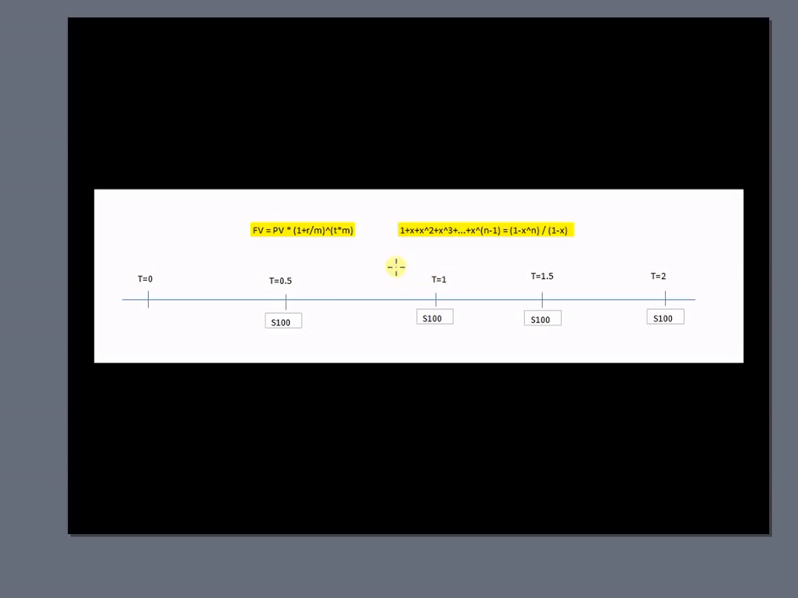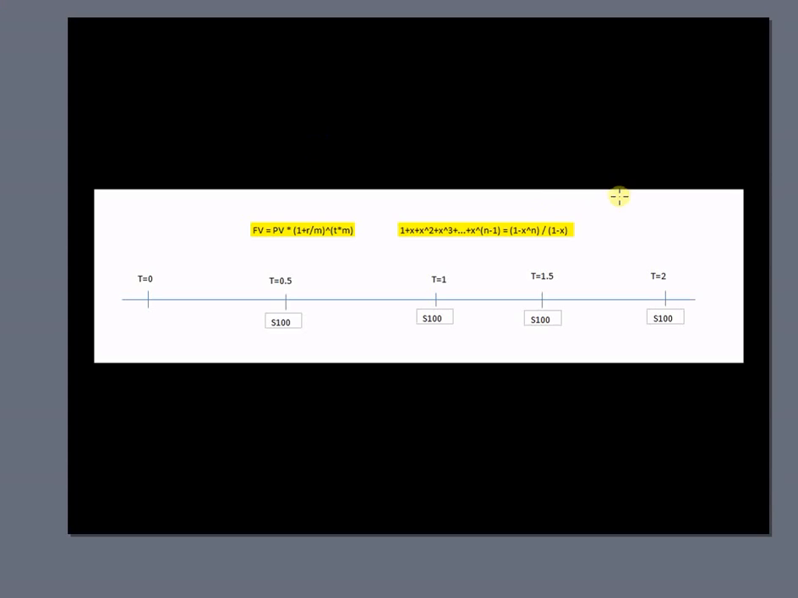So in this example, I've used x as the variable. So 1 plus x plus x to the power of 2 plus x to the power of 3, and so on. And the last term being x to the power of n minus 1. So you can see there's a total of n terms here, because the first term 1 is equivalent to x to the power of 0. So this whole expression can be reduced to 1 minus x to the power of n, divided by 1 minus x. Okay, so I'll be using these two formulas today.